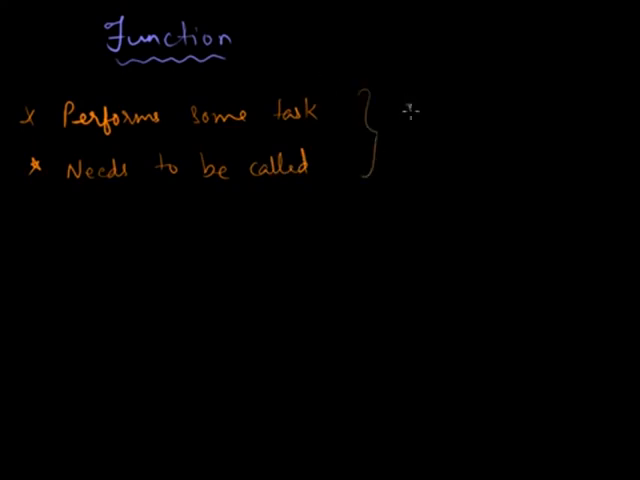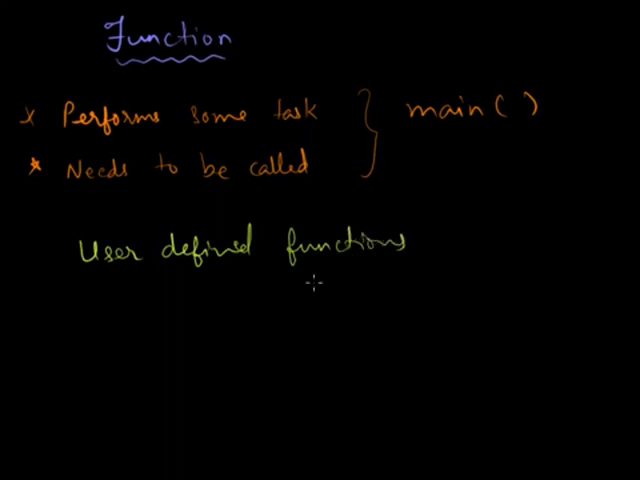For example, main is a function, right? Main is a function. Main is called by the operating system. So this is what a function is. Now you can have user-defined functions. User-defined functions, these are your functions.